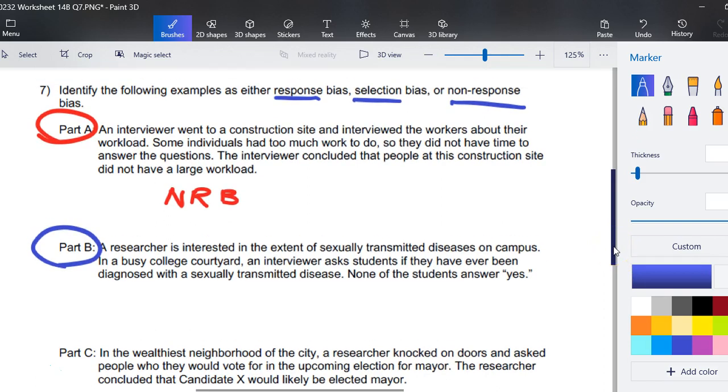Part B. A researcher is interested in the extent of sexually transmitted diseases on campus. In a busy college courtyard, an interviewer asked students if they've ever been diagnosed with a sexually transmitted disease. But none of the students answered yes. Could there be an example of bias? Yes. The responses are not accurate.